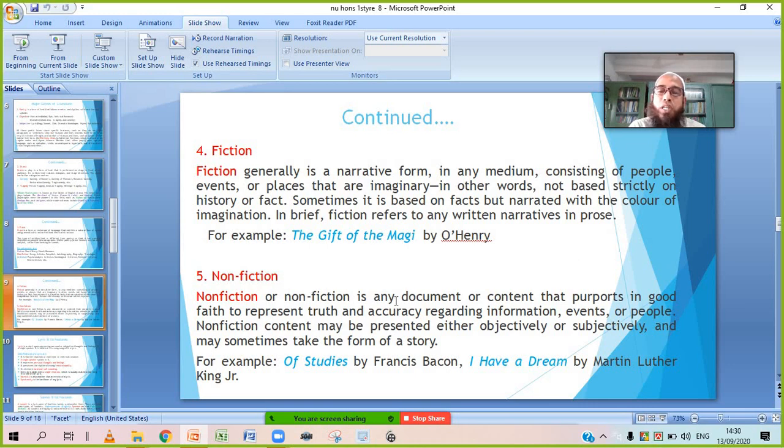Non-fiction. Non-fiction is any document or content that purports in good faith to represent truth and accuracy regarding information, events, or people. Non-fiction content may be presented either objectively or subjectively and may sometimes take the form of a story. For example, Of Studies by Francis Bacon, which is in your syllabus, is a non-fiction. I Have a Dream by Martin Luther King Jr. is also a non-fiction.